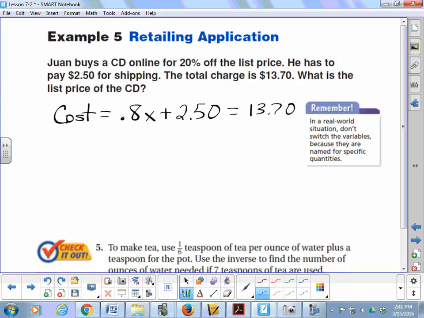Anybody do it yet? Eric, what'd you get? Okay, so the list price is $14. Subtract 2.50, divide by 0.8. And you could use your calculator to do that too, for the more difficult ones.